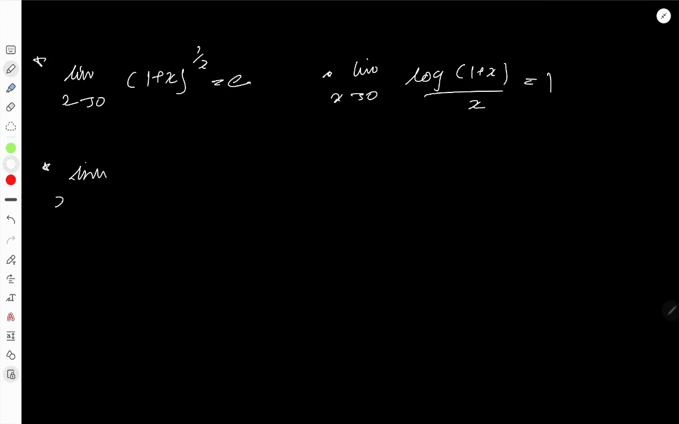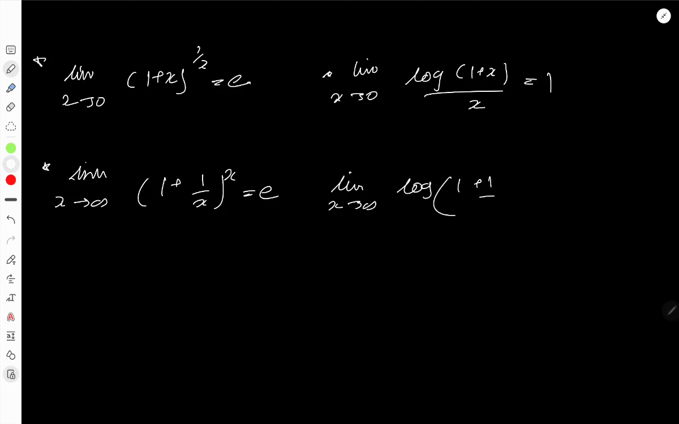Another one which I prefer to remember is (1 plus 1 by x) to the power x is e. Again put a log: limit x tends to infinity of log of (1 plus 1 by x) to the power x, base e, is 1.